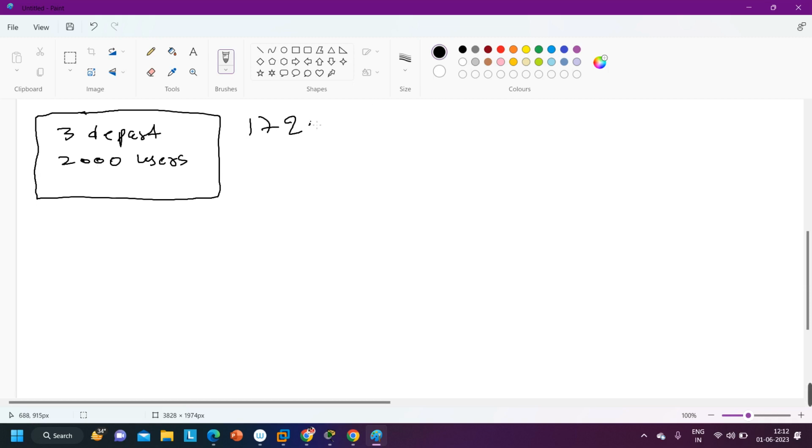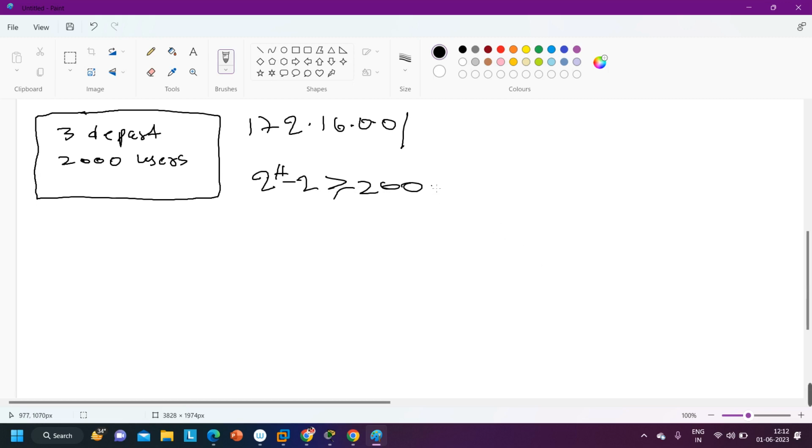Let's say 172.16.0.0. Now can you tell me the slash value? See, the formula will be the same. Let us calculate the valid hosts: 2 to the power h minus 2 should be greater than or equal to 2000. If you find the value of h, subnetting is solved.